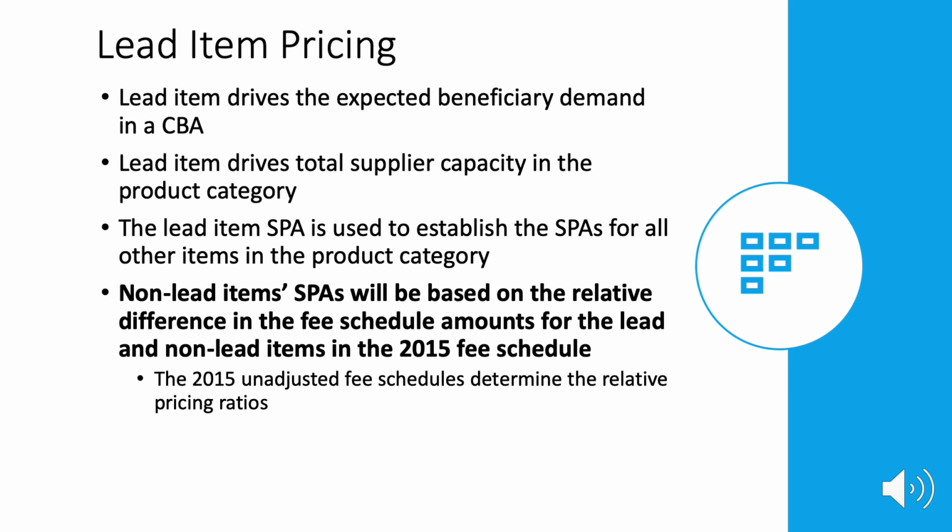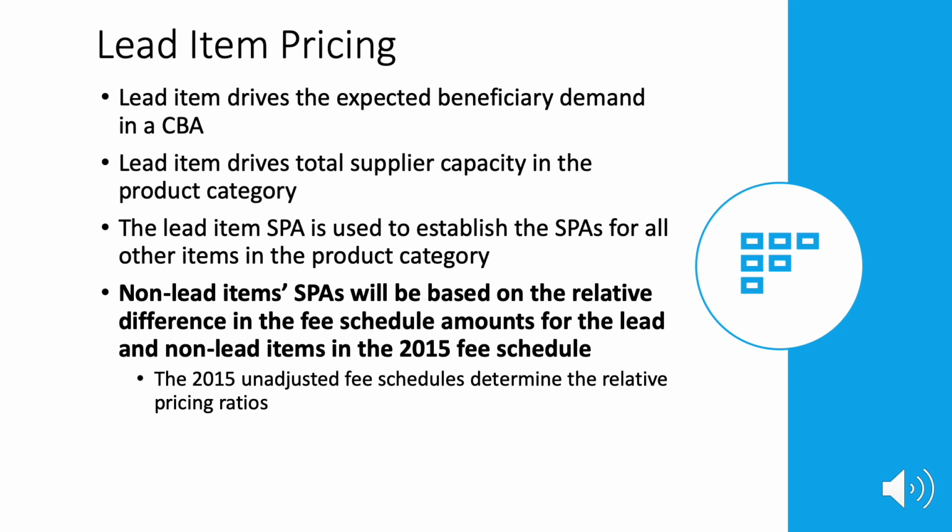Lead item pricing, therefore, has impacts on other issues within the competitive bidding program. As part of the process, CMS wants to ensure that there are a sufficient number of bidders or contractors during the 3-year contract period to meet the expected beneficiary demand. So instead of using all of the HCPCS codes in a product category, CMS will just be using the lead item to calculate expected beneficiary demand, making the assumption that if the contractors can meet the demand for the lead item, then they will also be able to meet the demand for all of the non-lead items.